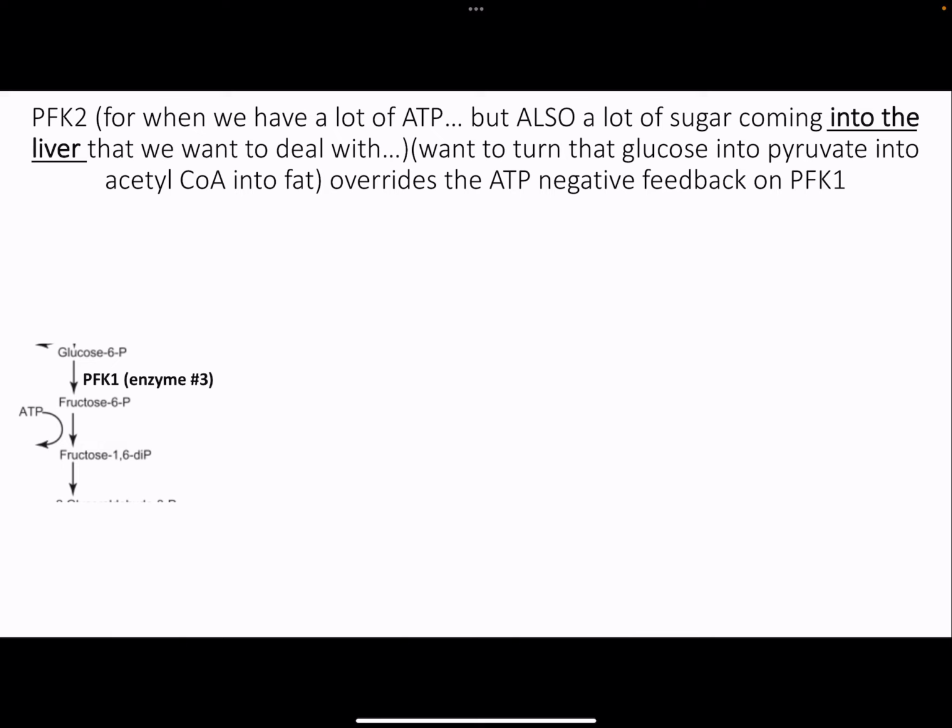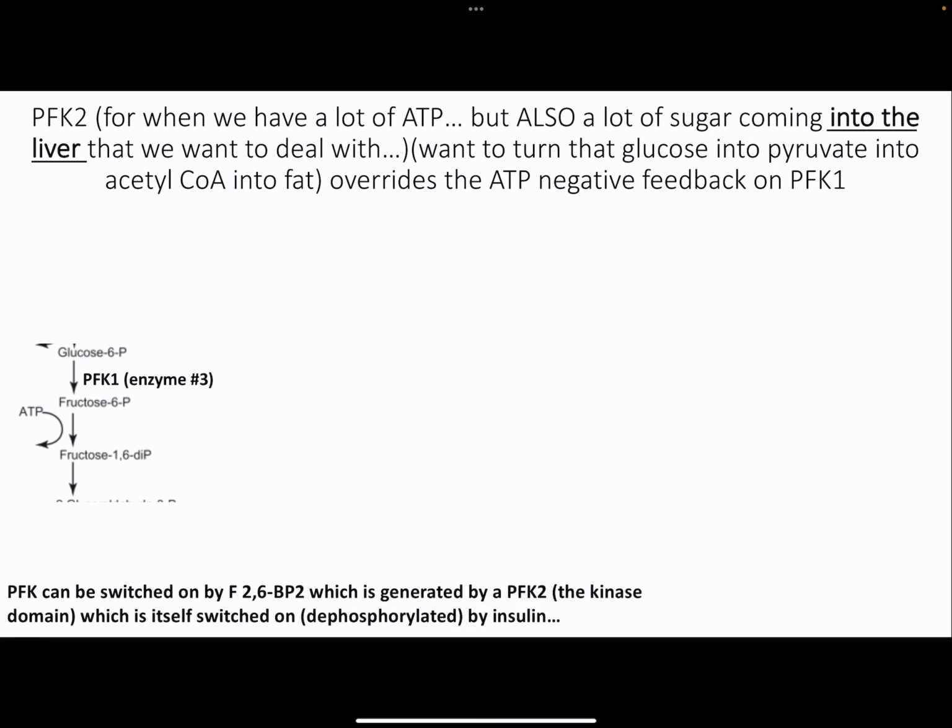Okay, so just to tie everything together, the whole point of PFK2 is that if we have a lot of ATP, normally that negative feeds back on PFK1. But in the liver, if there's just a ton of sugar in the bloodstream, we want to deal with it. We want PFK1 to keep going. We need to override the negative feedback. So we want to turn it into pyruvate, which becomes acetyl-CoA into fat. How does this work? PFK1 is switched on, or there's more positive. Yeah, it's basically told to ignore the negative feedback.